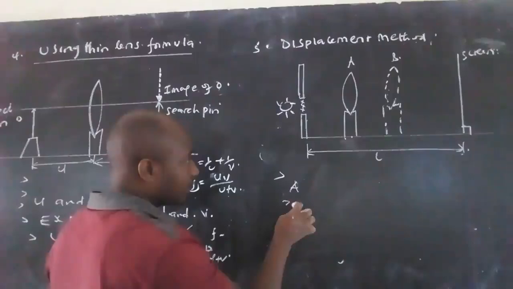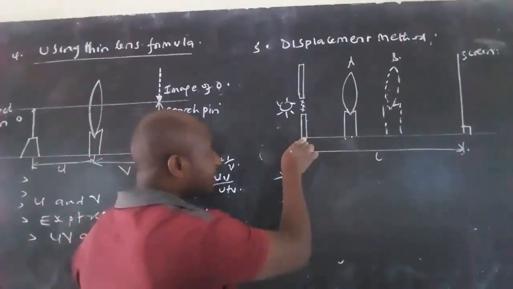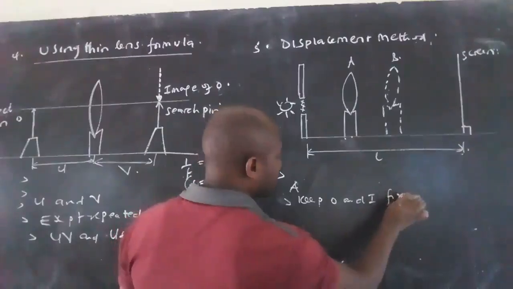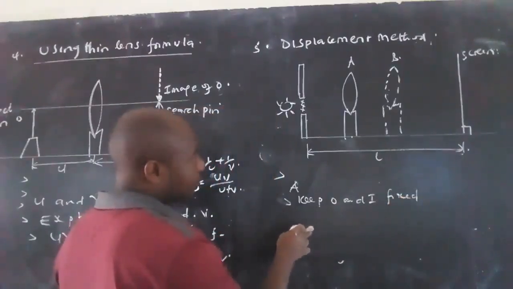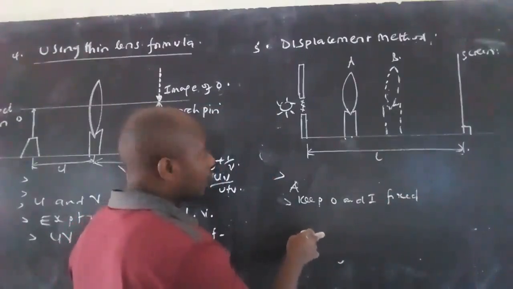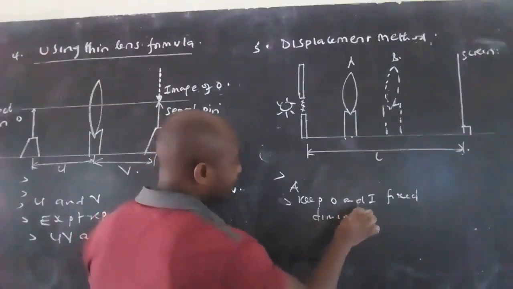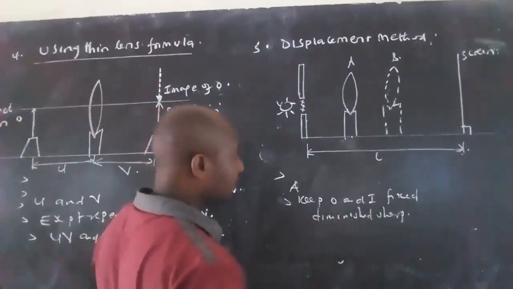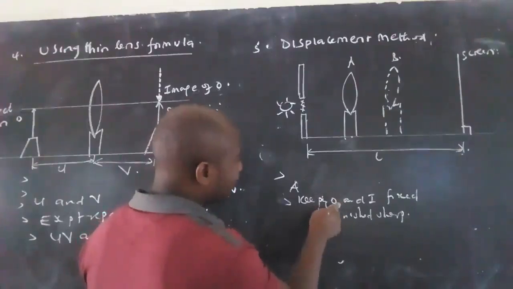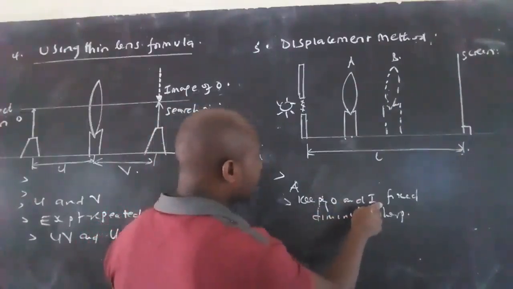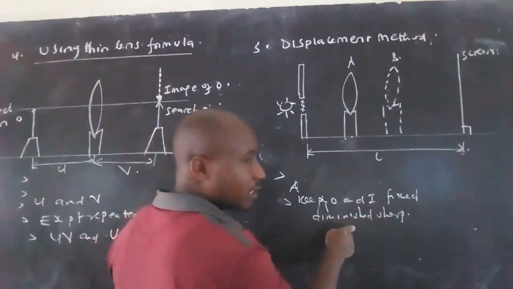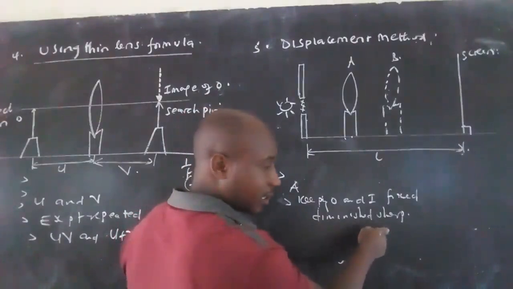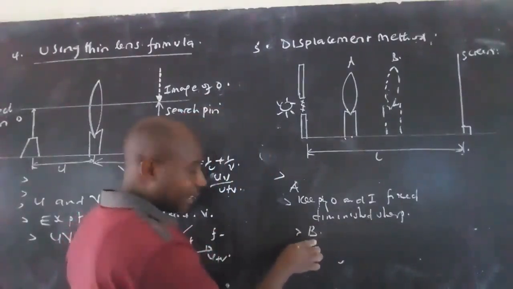Then keeping the object and the screen fixed, keeping O and I fixed, the lens is again moved towards the screen to position B, where a diminished sharp image of the cross wires is formed on the screen. The position B of the lens is noted.